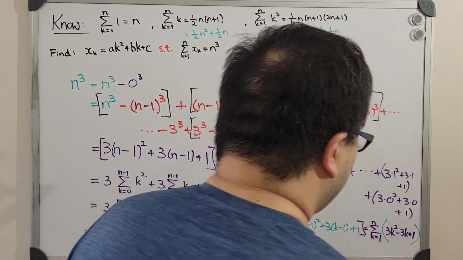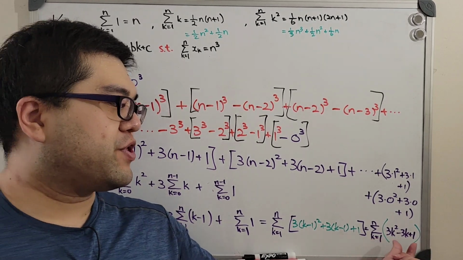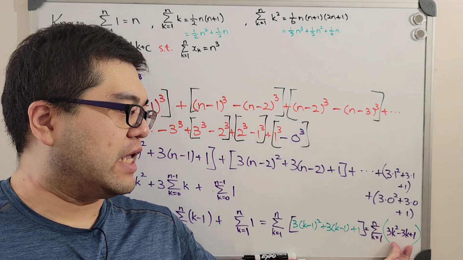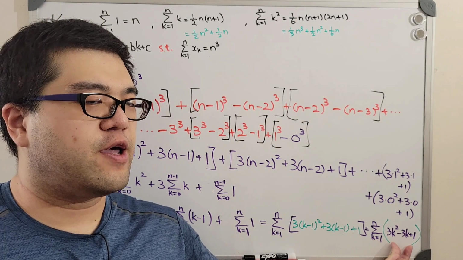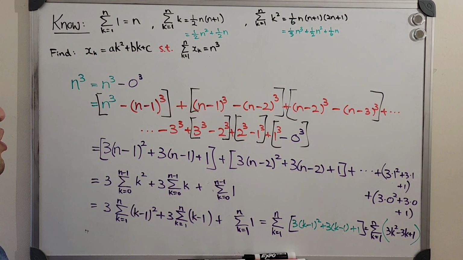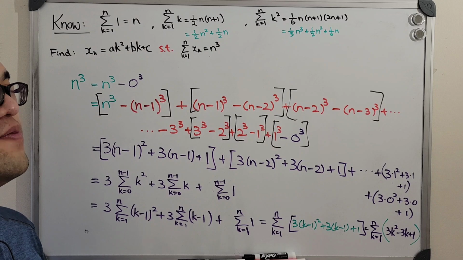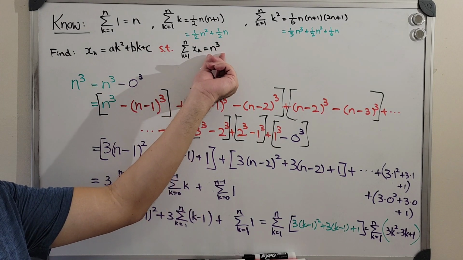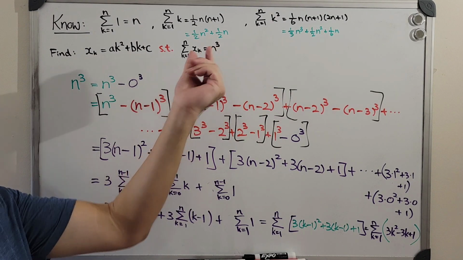And therefore, everything inside of the parentheses, 3k squared minus 3k plus 1, will actually be the closed form of the term x sub k of the sequence x, such that when we add the first n terms of the sequence, we will actually have n to the third power.